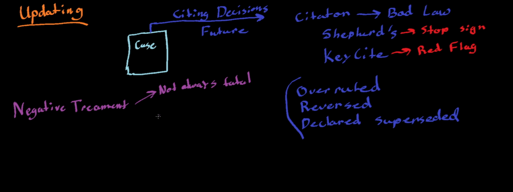And so when you see negative treatment, what you have to do is you have to look at what the future case actually said about the case that you're looking at to see if any of the decision remains intact as good law, because oftentimes it's just one or two issues or decisions that have been declared to be overruled.